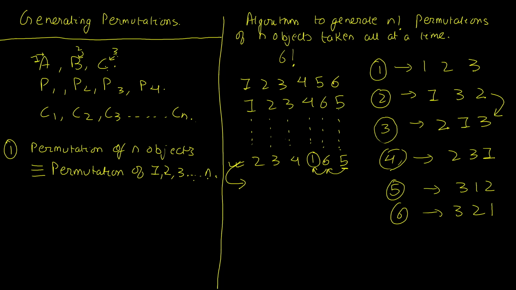So 5 and 6 are in ascending order and 1 is not. Everything to the left of this 1 will remain the same. So in the next permutation, 2, 3 and 4 will remain exactly the same. Now in place of this 1, something else will arrive. And we know that has to be one of these two things.